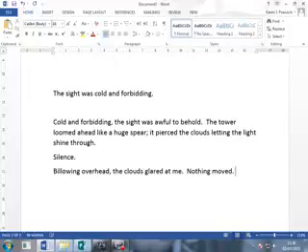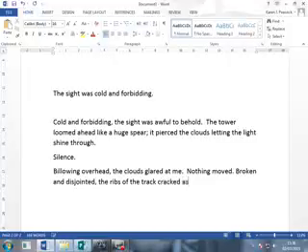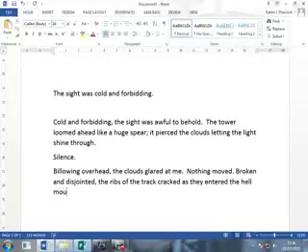Okay, let's try and use the good image about the train track being like ribs. So let's say broken and disjointed, the ribs of the track cracked as they entered the hell mouth. Remember as well that we're trying to think about sound here. So the ribs of the track cracked. Good example of assonance there to get the feeling of the piece of writing.